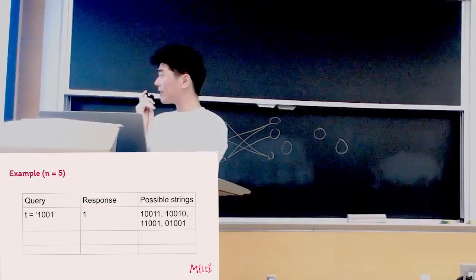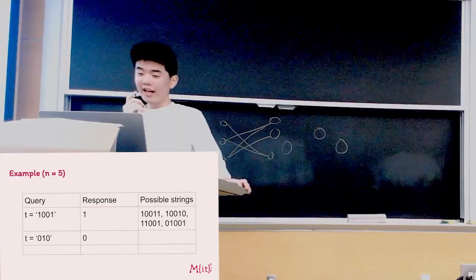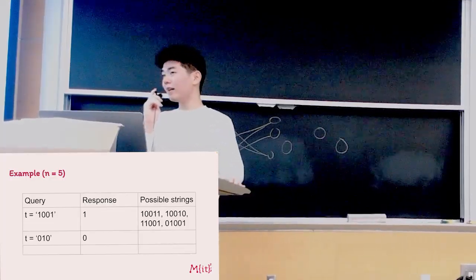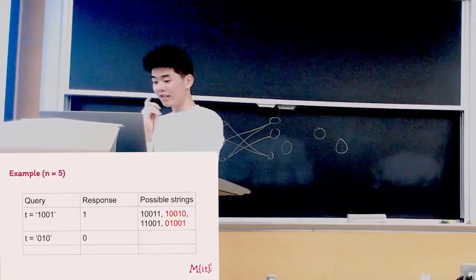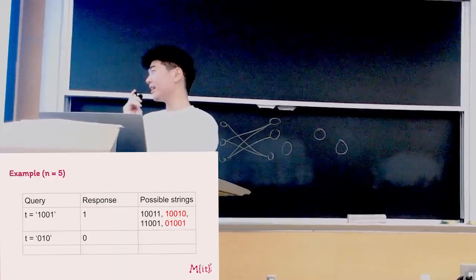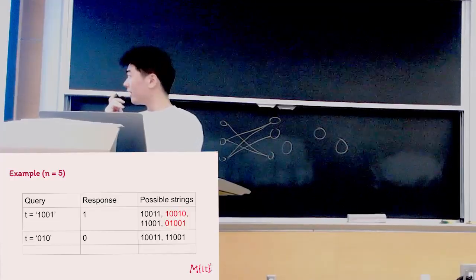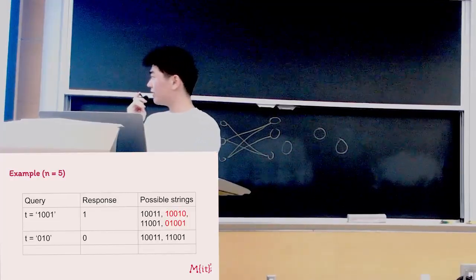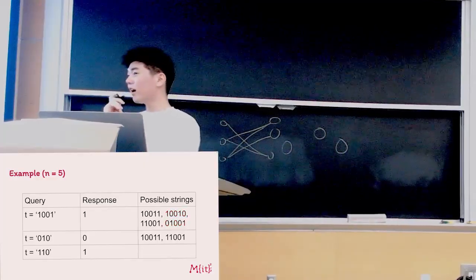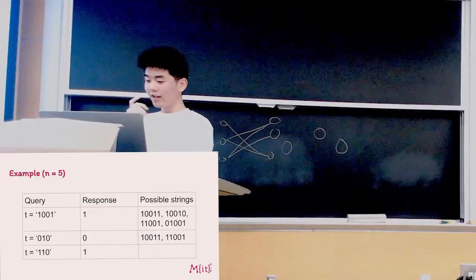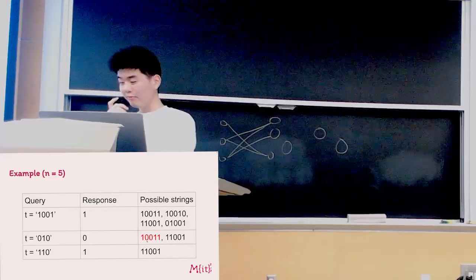Let's keep asking queries to narrow down these possible strings even further. Let's say I ask 010, and I'm told that 010 occurs no times. I see that for these two strings, 010 occurs once. Therefore, these two strings cannot be my hidden string, and I can remove them. Okay? And for the final query, let's try to figure out which one of these two strings it is. I'll ask 110, and I'm told that 110 appears exactly once in the string, and therefore it can't be 10011. It can't be this one. And so I'm left with my final string.